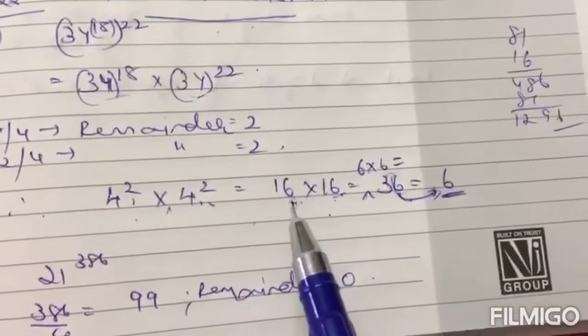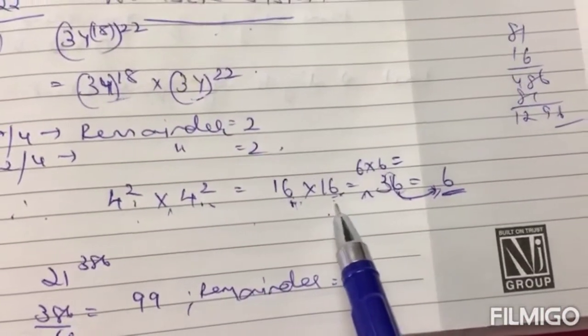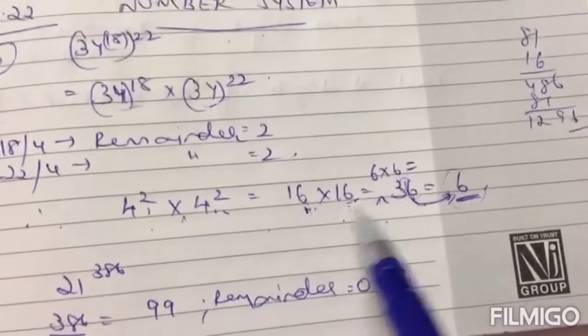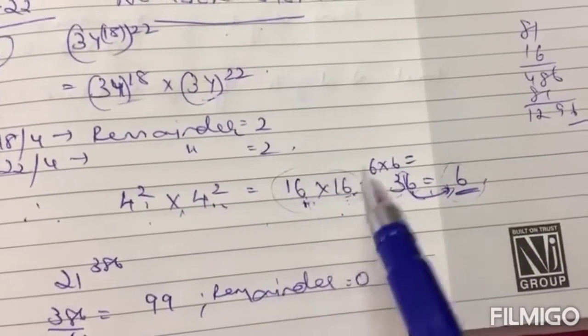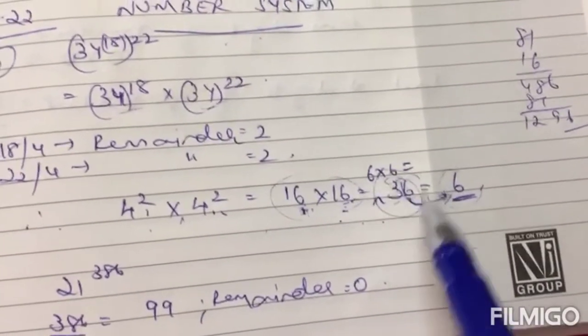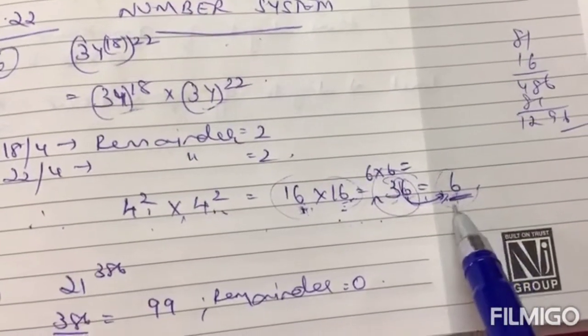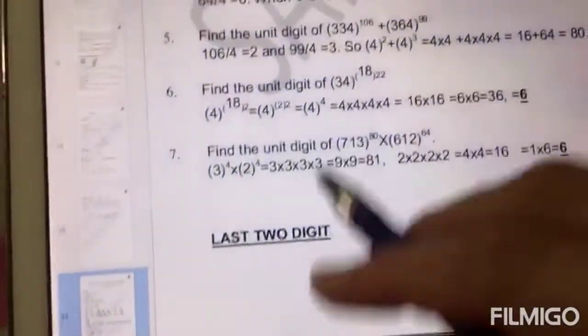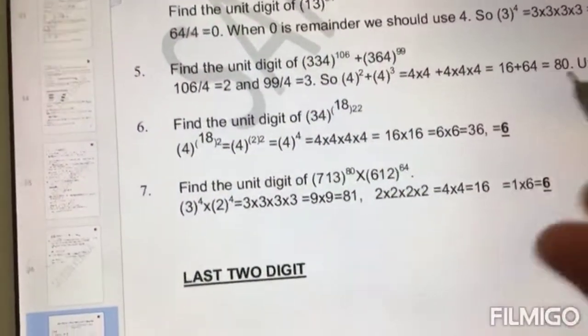Or you can simply take 16 into 16, which is 256, and then take the units digit of 256, which is 6. But this is a shortcut. When you get big numbers here, simply take the units digit and multiply them, get the answer, and then take the units digit of that answer to be the answer to your question. Okay, so number 7 is similar, please do it.